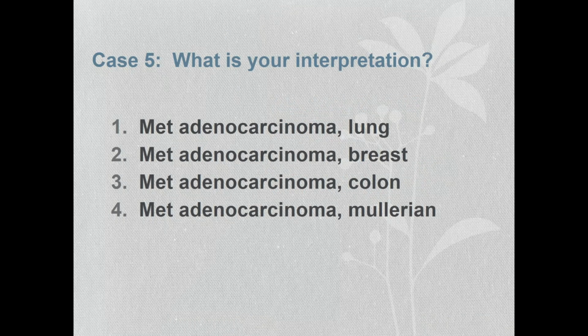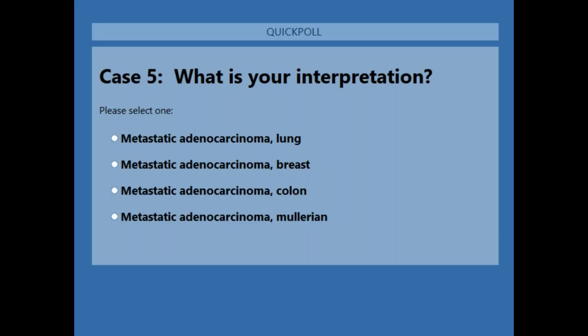So what is your interpretation for this case, number 5? Is it metastatic adenocarcinoma of the lung? Is it metastatic adenocarcinoma of the breast? Is it metastatic adenocarcinoma of the colon? Or is it metastatic adenocarcinoma of Müllerian origin?